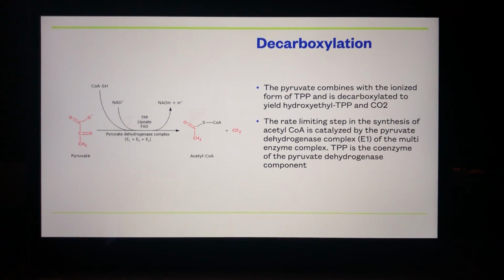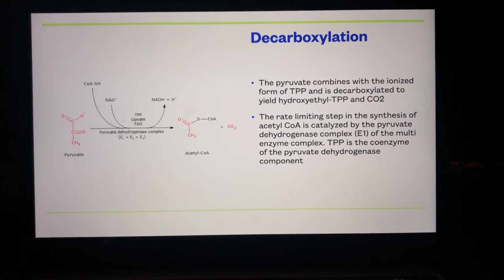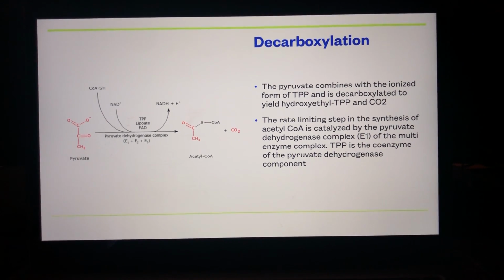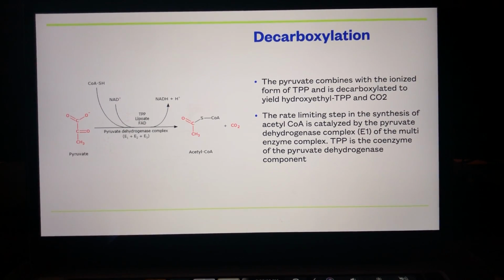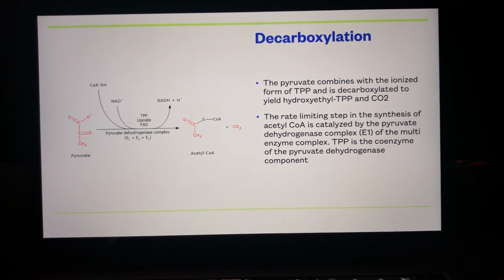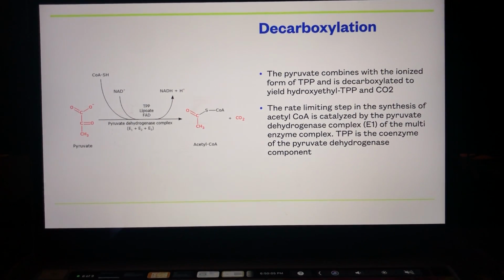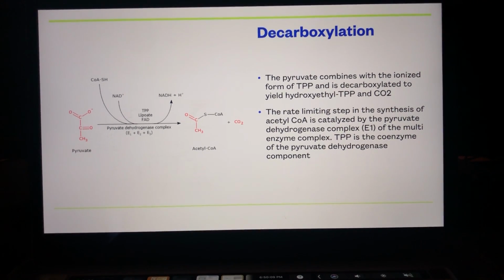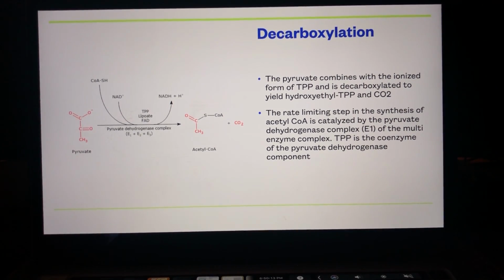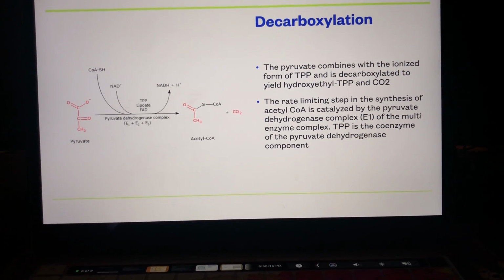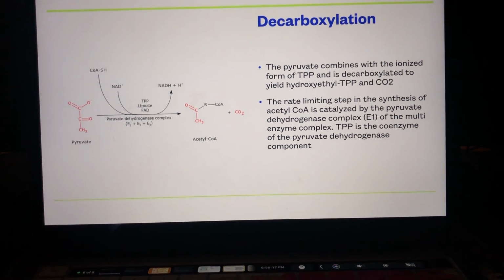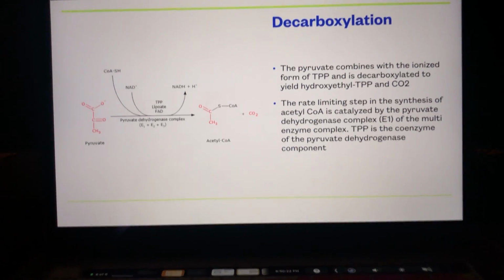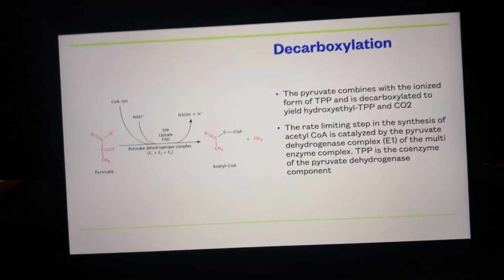In this step, the pyruvate combines with the ionized form of the TPP and is then decarboxylated to yield hydroxyethyl TPP and CO2. The rate-limiting step in the synthesis of acetyl CoA is catalyzed by the pyruvate dehydrogenase component, E1, of the multi-enzyme complex. And TPP is the coenzyme of the pyruvate dehydrogenase component in this specific step.